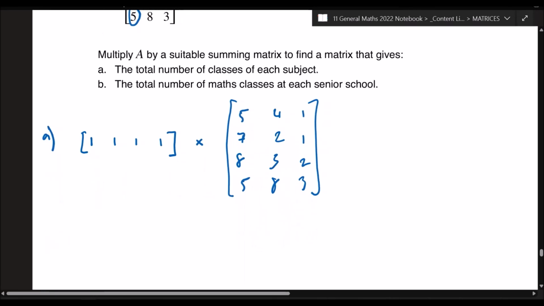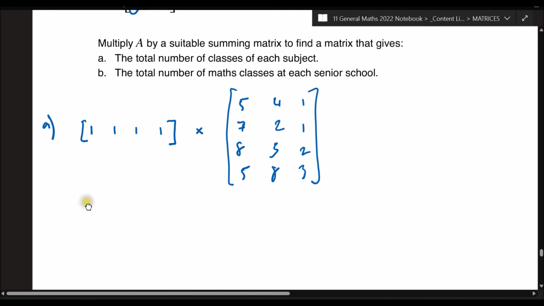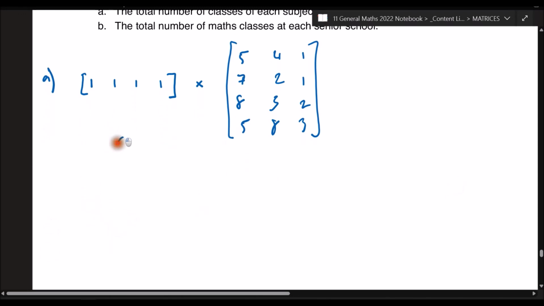Now, if you're a smarty pants, you could probably just do this in your head. It's not that hard. But just be mindful of the order. This is a 1 by 4, and this is a 4 by 3. So that means your answer is going to be some sort of 1 by 3. So 1 row, 3 columns.